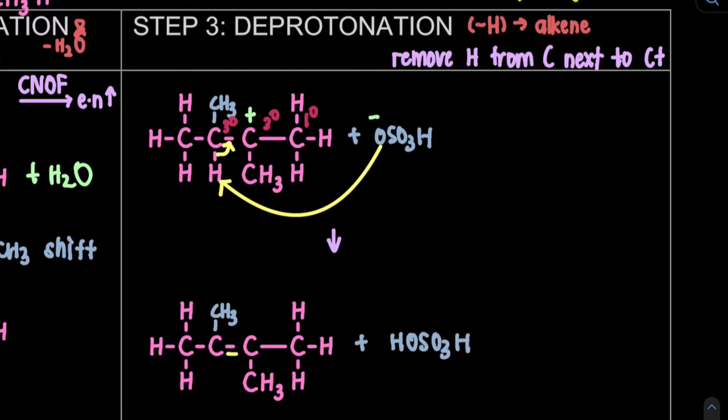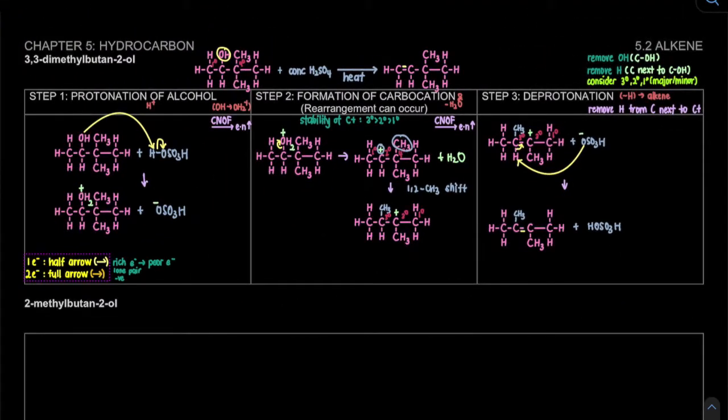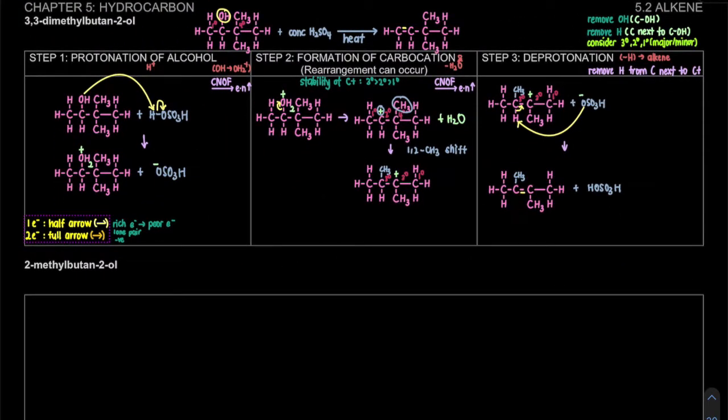So that is the mechanism for deprotonation of alcohol. Again, H2SO4 is also accepted. Make sure that in the deprotonation, it must remove hydrogen from next to the carbocation itself. So this is the product. Okay, so this is what we have seen for the rearrangement.